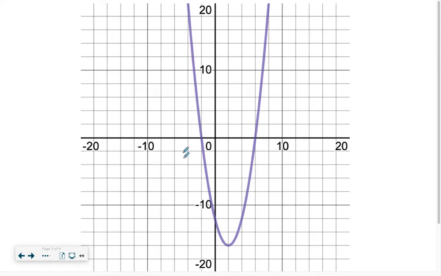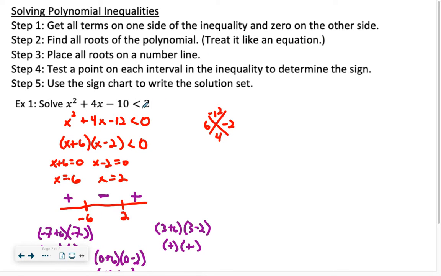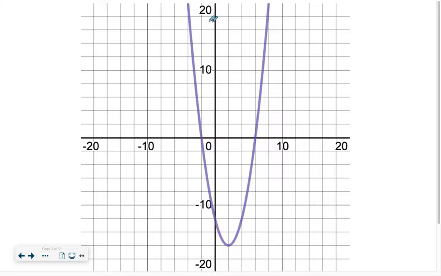This is the parabola x squared plus 4x minus 12. We found the zeros, these 2 points, -2 and 6. And I said, well, in my original problem, I only care about where this parabola is less than 0, where it's negative. So what we did was we chose a point to the left of -2.